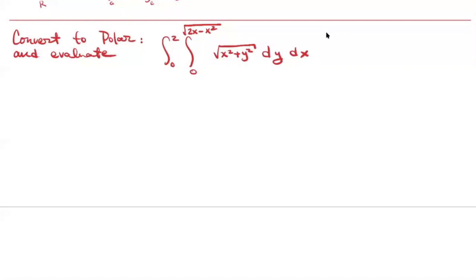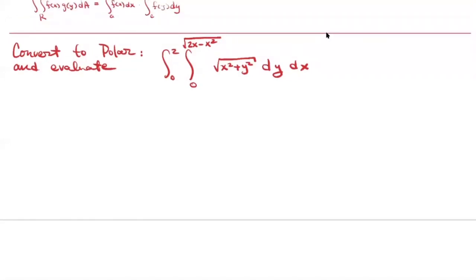And so it's the integral from 0 to 2 on x, and then limits on y go from 0 to the square root of 2x minus x squared. The integrand is the square root of x squared plus y squared. Okay, so we need to figure out what the area you're integrating over is. Down on the bottom, you've got just y equals 0. And on the top, you've got y equals the square root of 2x minus x squared. We need to figure out what that is.